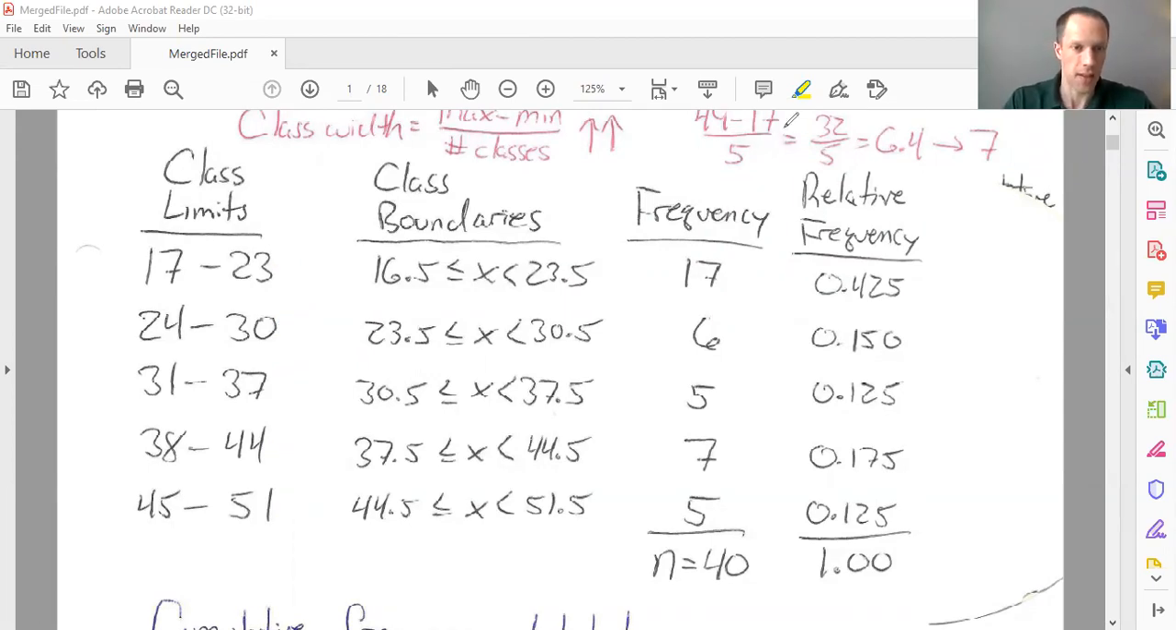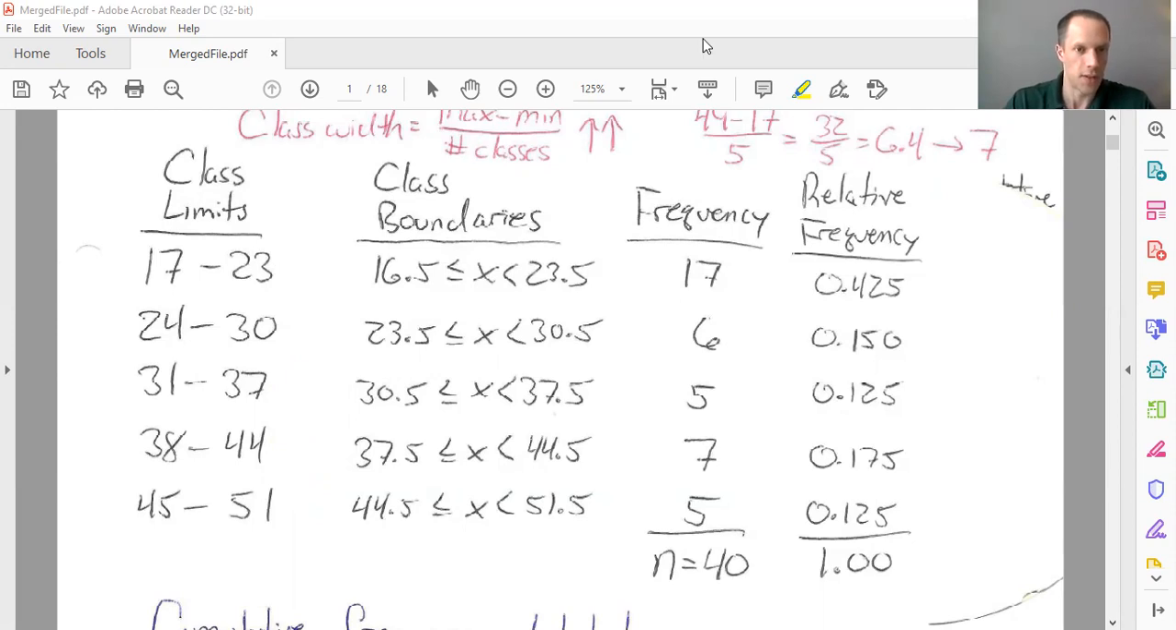Now, I like to think of these class limits as a rough draft, okay? We don't have the final form of our classes, and the reason why is we still have some gaps here. If we had decimal numbers in our data set, numbers like 23.7, they could fall through the cracks here.